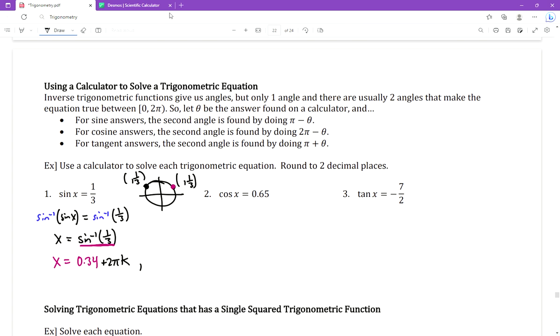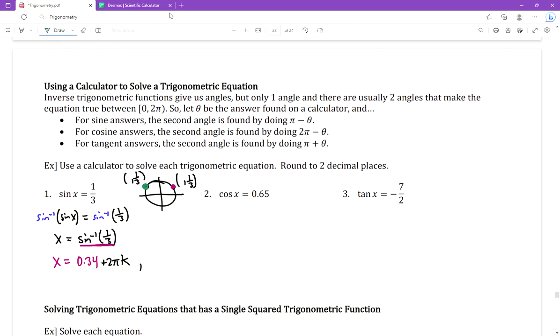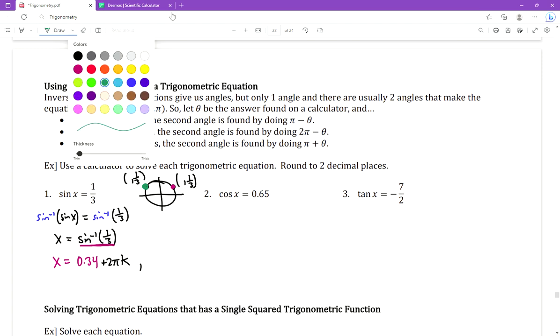And then comma. Now again, we want this other answer. Let's color code it in green. That wasn't found on the calculator because the calculator can only give us one. But all we have to do, for our sine answers, is take the previous answer we just found, the 0.34, and do pi minus it. The reason for that, let me mark it in pink.